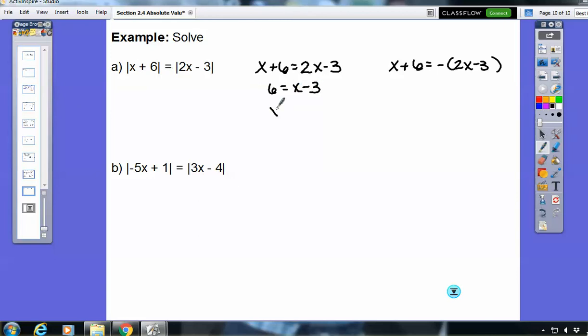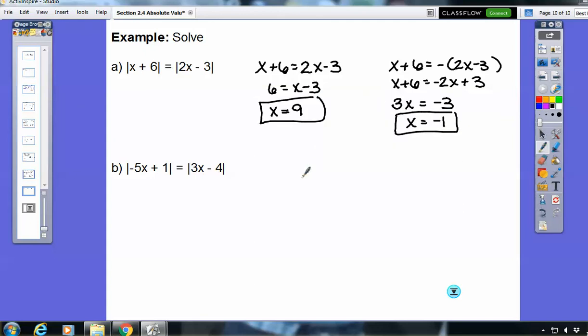So if I subtract my x over, add my 3, get 9. Here, if we distribute, add my 2x, subtract my 6, and we get negative 1. Okay, so if absolute values are on both sides, drop them for the first one. Second one, distribute a negative through one side.